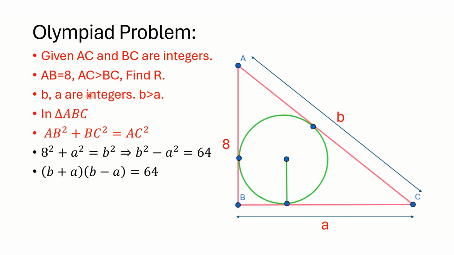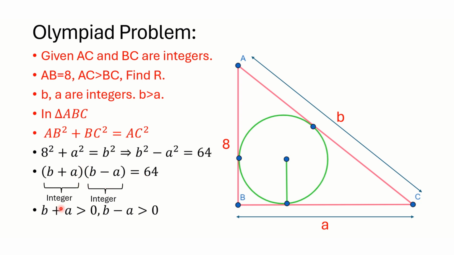Now if you remember, we have been given that b and a are integers. If a and b are integers, then a plus b will be an integer, as well as b minus a, because the sum of integers is an integer and the difference of integers is an integer. So this term as well as this term are both integers. And this is very important because now the product of two integers is 64. So I will use this idea to solve this problem.